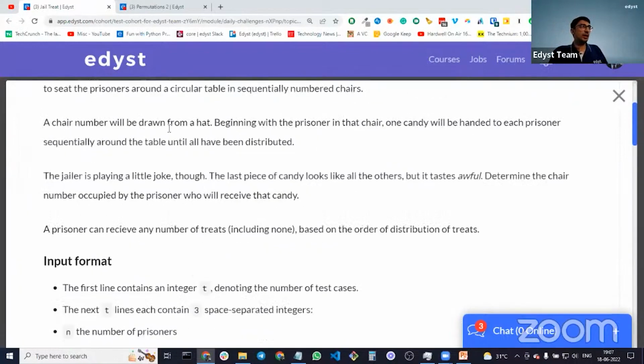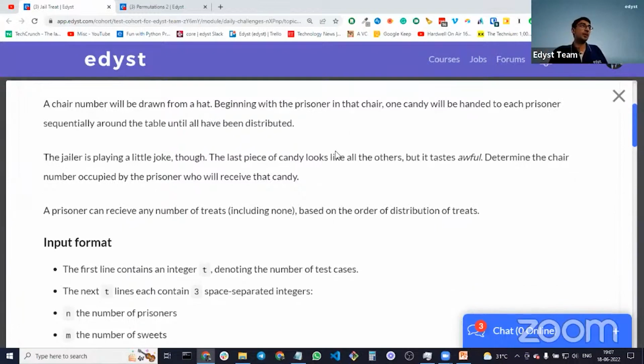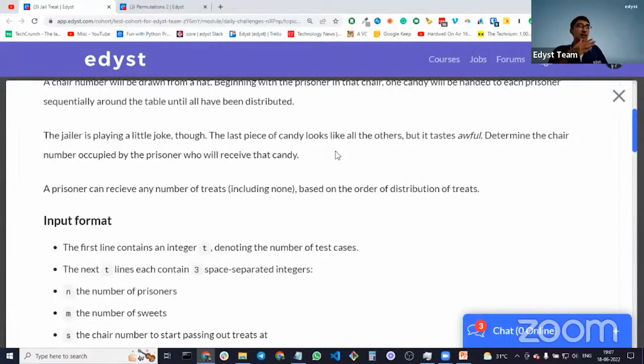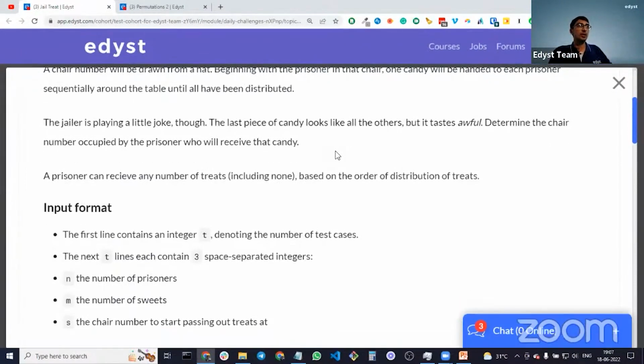So basically, if I understand it correctly, a chair number will be drawn from a hat. Beginning from the prisoner in that chair, one candy will be handed to each prisoner sequentially around the table until all have been distributed. So we are not starting right at, like, imagine an array, at the 0 point. Rather, we are starting somewhere within the array, and from there we'll keep giving until we reach the end. And it's a circular table, so we might go to the start also. And when we end, that last person is going to receive the awful candy.